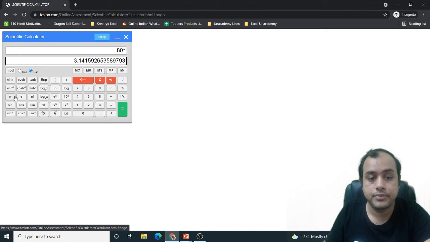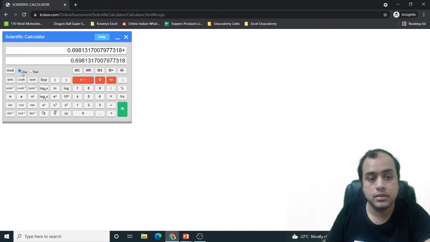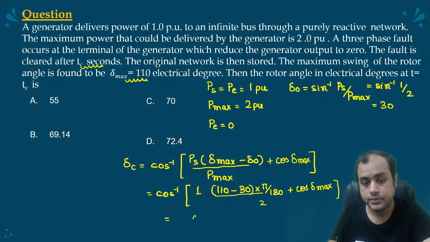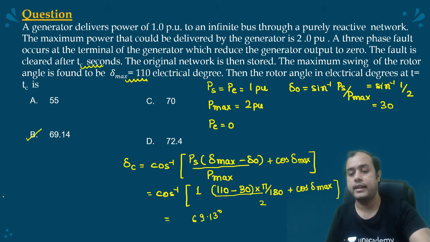Into pi by 180 by 2 plus 110 cos. Then I'll do cos inverse, 69.13. Yeah, so that was a mistake. Answer will be this. So that is how you use the virtual calculator for trigonometric, hyperbolic and factorial function.